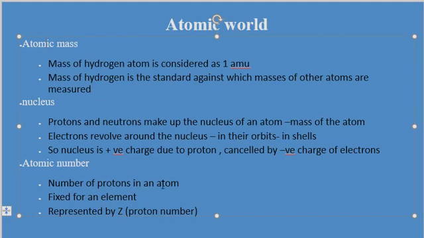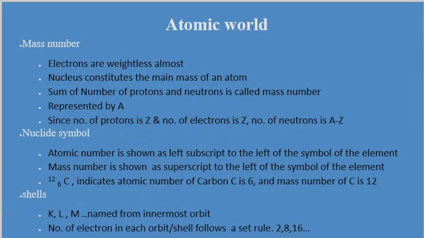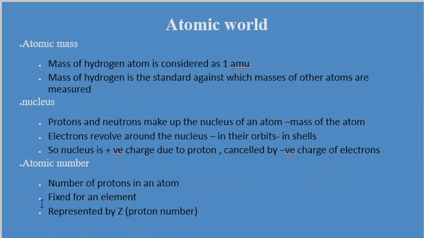The number of protons in an atom in a normal state is called atomic number. It is fixed for an element. The number of protons in an atom is fixed for an element, but that doesn't mean it will always remain like that. By means of a chemical reaction, the number of protons can undergo a change. Now what is Z? Z is the proton number. The number of protons in an element is called the proton number or atomic number. In a normal state, this is fixed for an element.